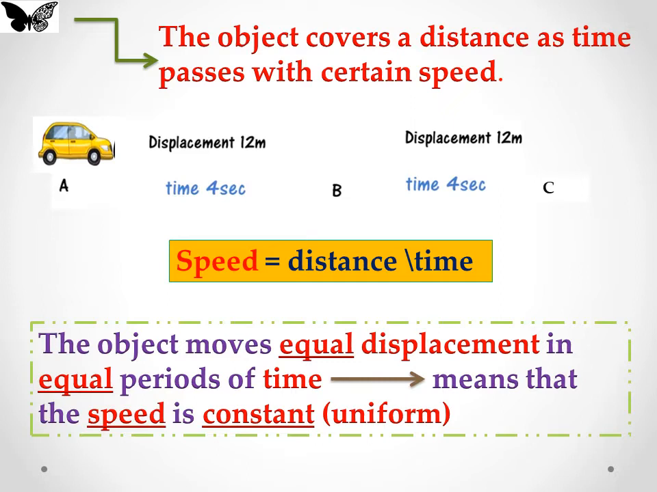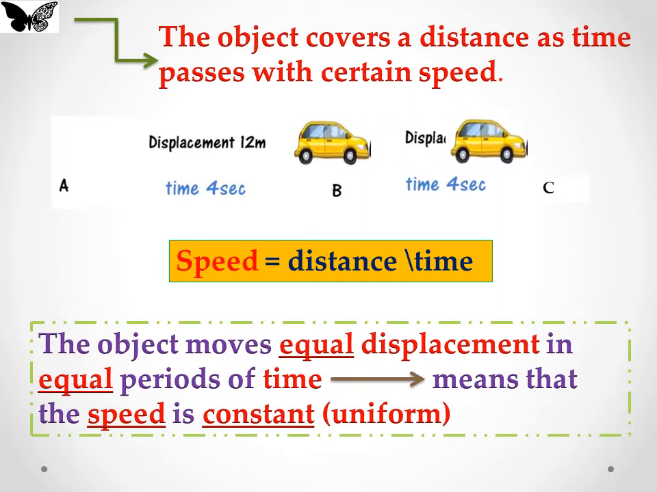Let's have a look at our car here. The car needs to make a displacement of 12 meters from point A to point B in 4 seconds. And then it made another displacement of another 12 meters, which is an equal distance, in another 4 seconds, from point B to point C. This means my car covered equal displacements in equal periods of time.